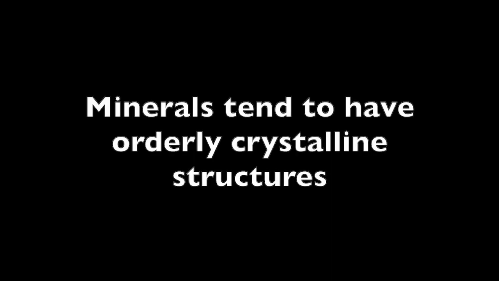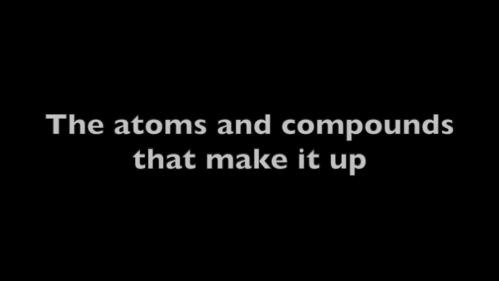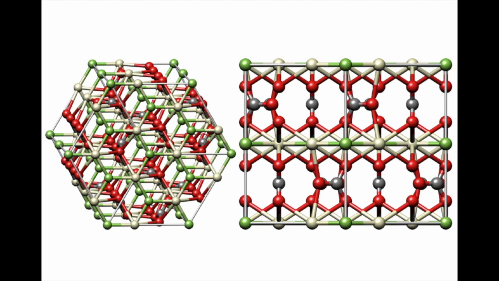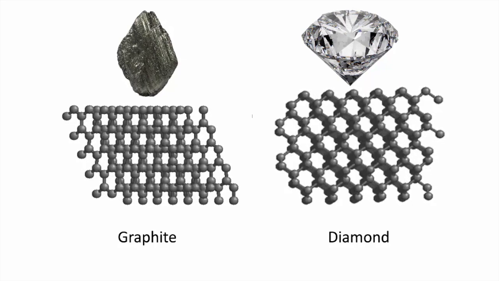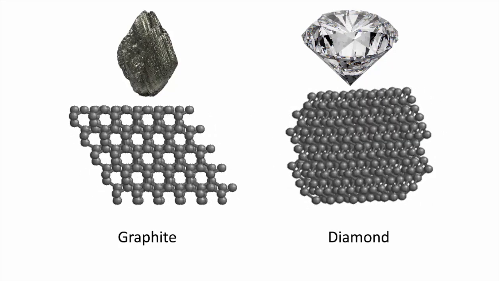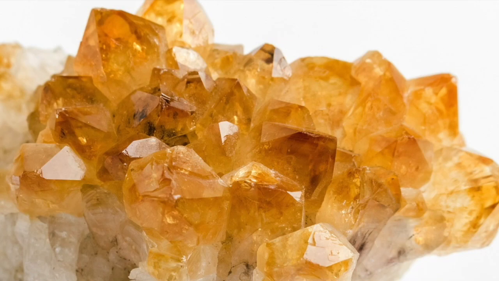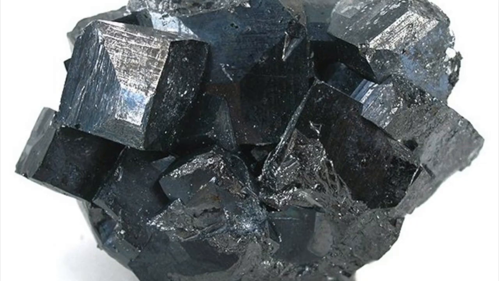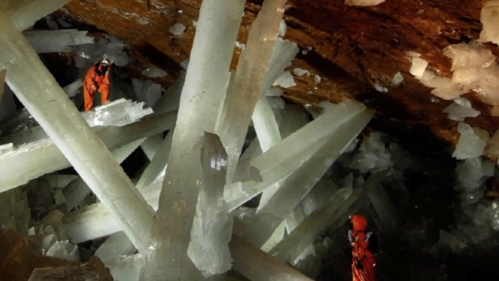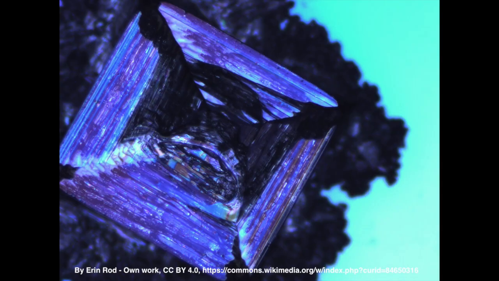Minerals tend to have orderly crystalline structures, which means that the atoms and compounds that make it up are organized in a regular pattern and repeat themselves, like in this picture. And they can do it in some pretty cool ways, and depending on the mineral, these crystals can be shaped differently. Here are a couple of examples of some different crystal shapes. Some crystals are large, but some can only be seen with a microscope.